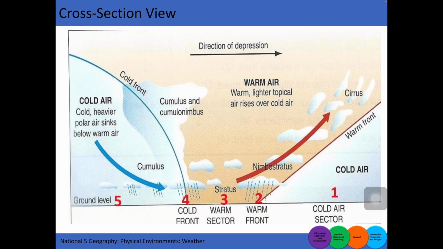On your boundaries, or your fronts, stages 2 and stages 4, these areas are zones of transition where there will be cooling occurring at stage 4 because we're moving from a warm air sector to a cold air sector. And there'll be warming at stage 2 because we're moving from a cold air sector to a warm air sector. It's important to keep this in mind whenever you're giving your answers.